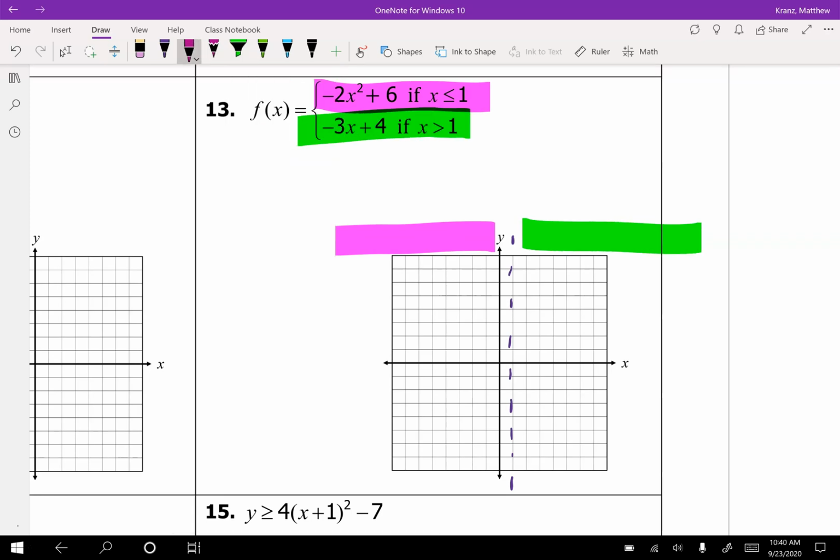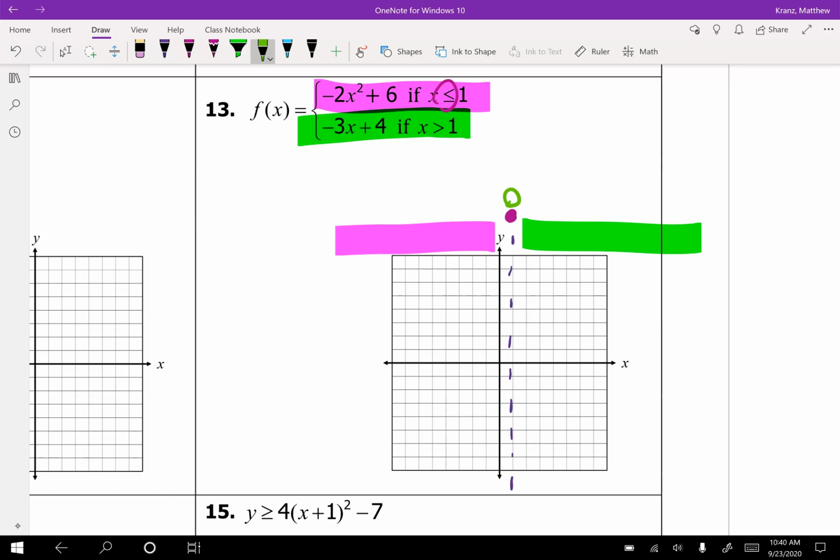Now, if you look, see how this has the equal sign? So when I get to 1, I'm going to have a solid circle. When I get to 1 with the green one, I'm going to have an open circle. So let's go ahead and graph this. This says negative 2x squared plus 6.